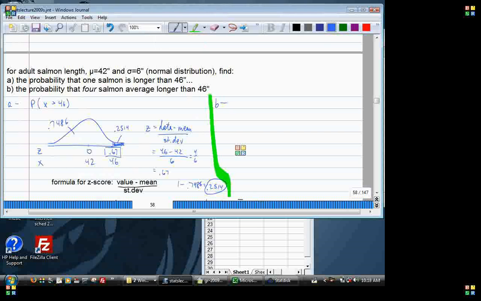Now we do part B. And this is where we have to pay close attention because some things are going to change. Part B, the question is, what is the probability that 4 salmon average longer than 46 inches?